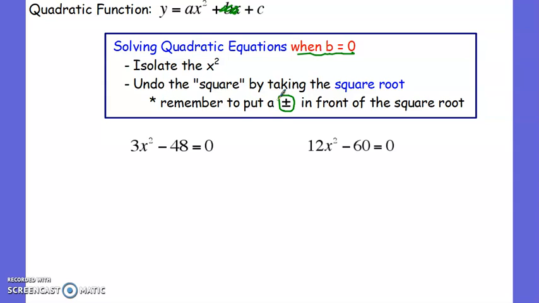Go ahead and pause the video now and just think to yourself, how could I isolate x squared? And then what do I do after that? Try taking that square root and see if you can't go get those answers.